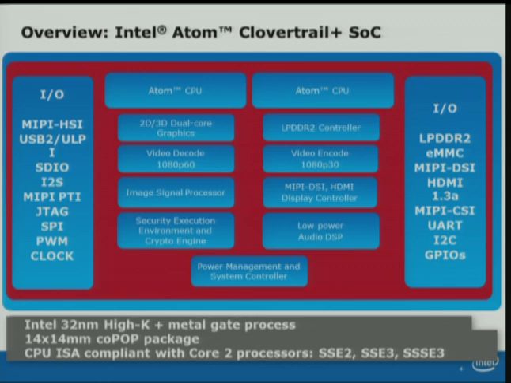Clover Trail Plus is a dual-core Atom processor based SoC. And it also has a dual-core graphics processor. And it also has a LPDDR2 memory controller and video decode and encode engines. It's built on a 32 nanometer high-K metal gate process, and sits inside a 14 by 14 CoPOP package and is ISA compatible with Intel Core processors.